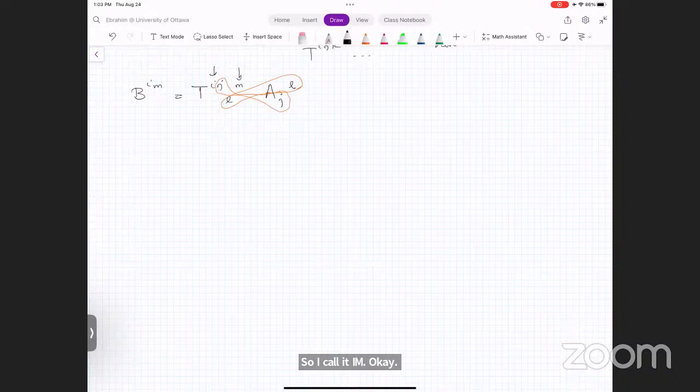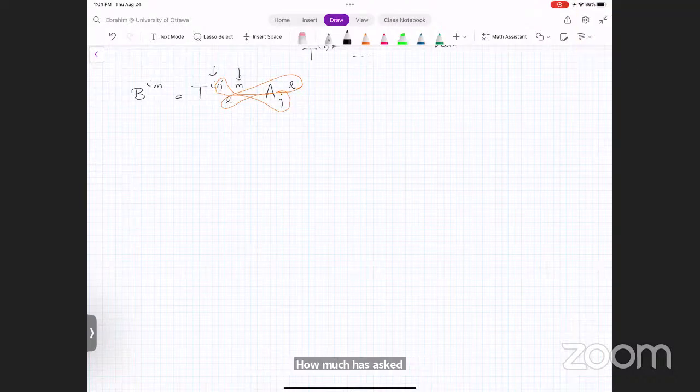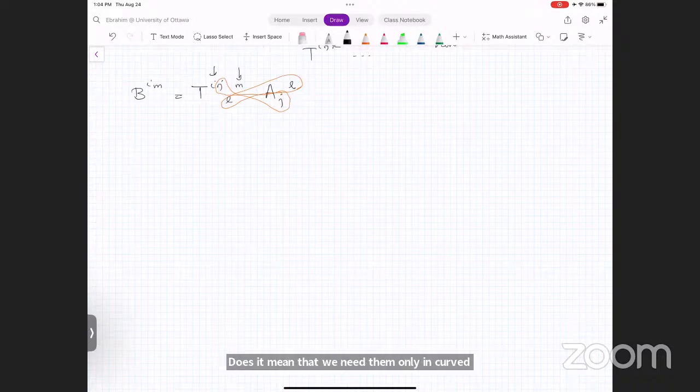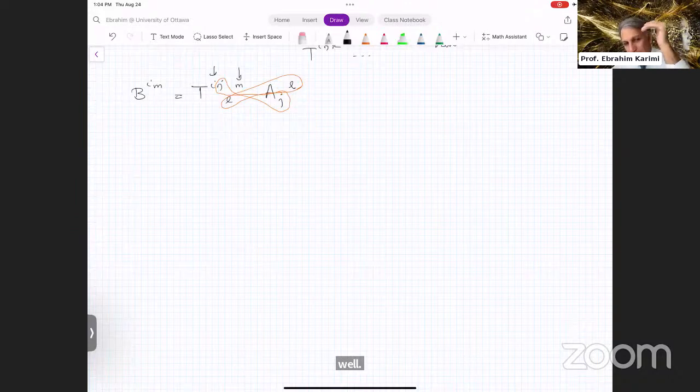Someone has asked a question, sir. Yes, please. Mohammed has asked, Professor, I think you said that in Cartesian coordinates we don't have co/contravariant. Does it mean that we need them only in curved coordinates, or can other coordinates have them as well? Well, other coordinates can have them as well. In the Cartesian coordinate, the contravariant and the covariant formalisms are identical. Okay.